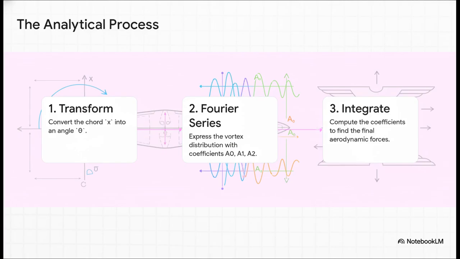The process itself is just so logical. It's really elegant. First step, you do that transformation from x to theta. Then the next step is to describe the airflow, right? We need to model how the air is swirling around the wing to create lift. And for that, we use a super powerful math tool called a Fourier series. And when you do that, it spits out these three little coefficients, A0, A1, and A2. And believe it or not, those three numbers hold basically all the information we need.